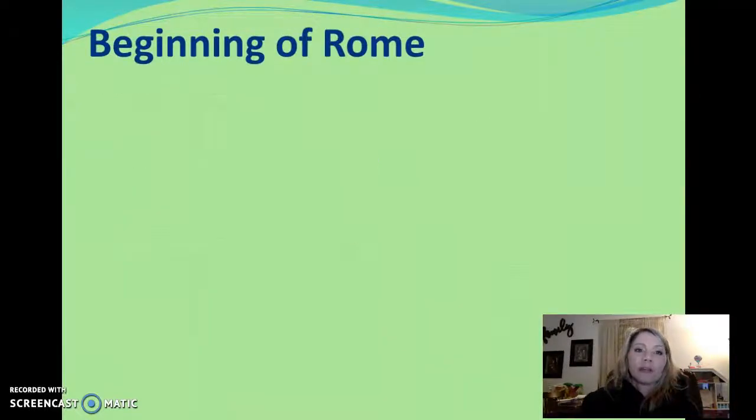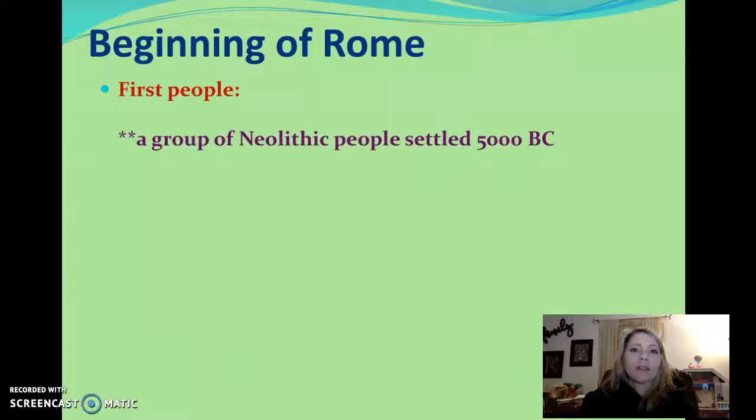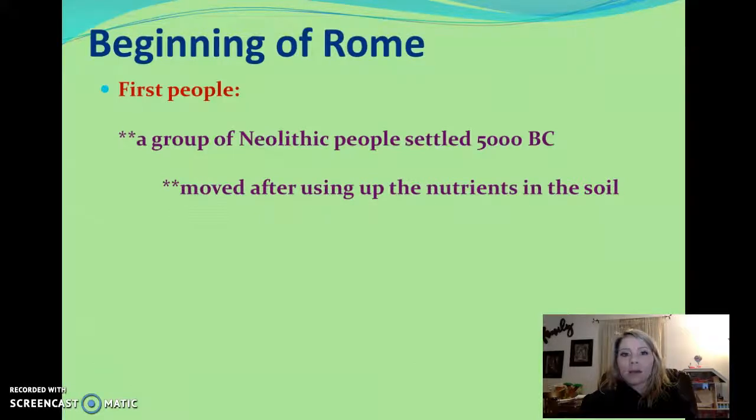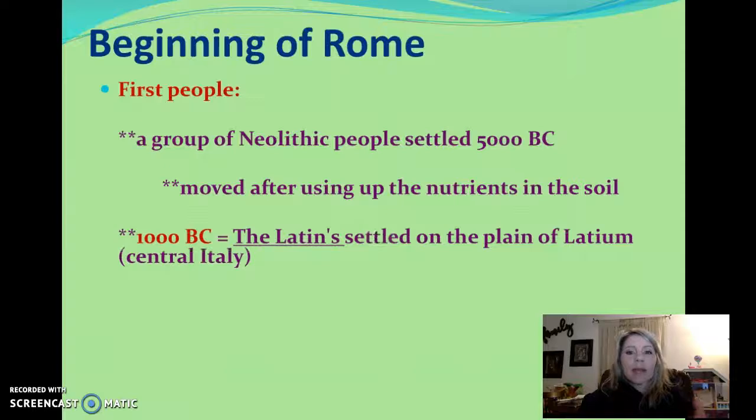Okay, so if we look at the real beginning of Rome from a historical standpoint, looking back into artifacts and so forth, the beginning of Rome probably started with a group of people called the Latins. The Latins were a group of Neolithic people who settled around 5000 BC in this area. The Latins settled on a place called the Plain of Latium, which is why they're called the Latins, which is located in central Italy, the middle of Italy.